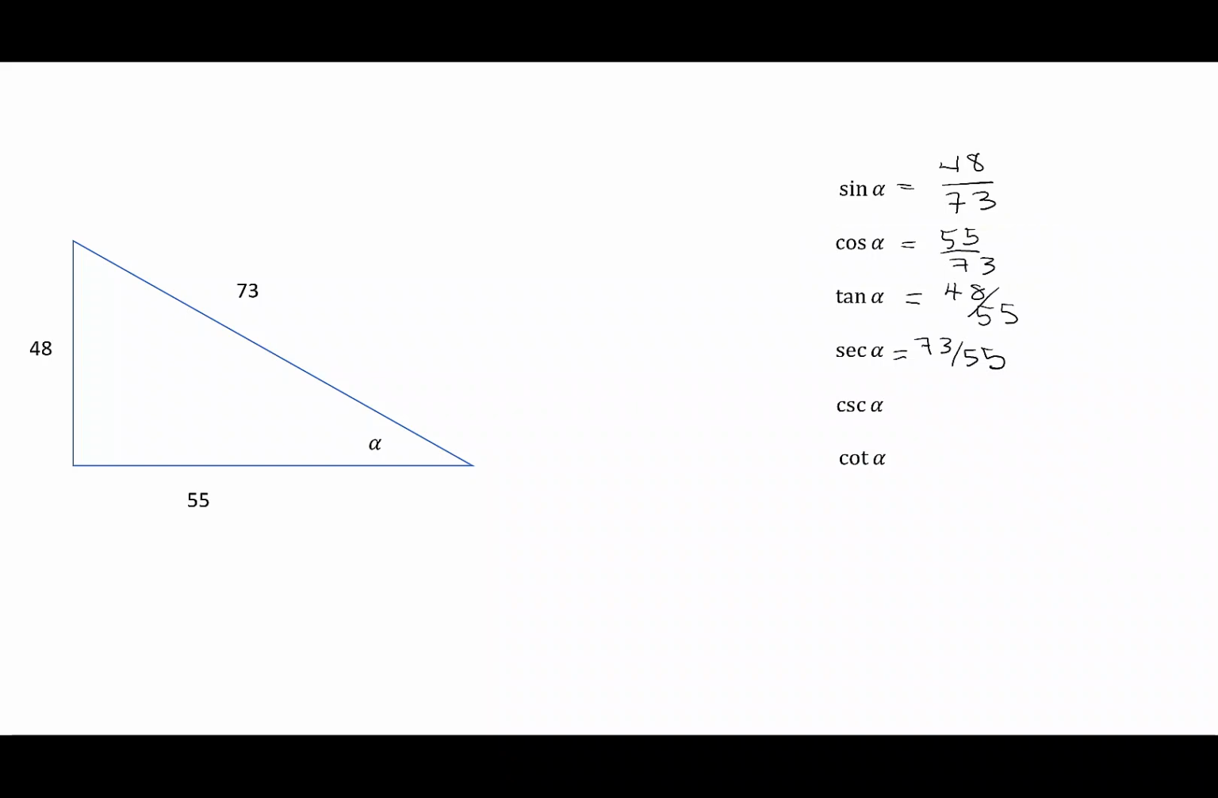Cosecant is the reciprocal of sine. Sine alpha was 48 over 73. That makes cosecant of alpha 73 over 48. Cotangent of alpha is the reciprocal of tangent. Tangent of alpha was 48 over 55. When I flip that over, I get 55 over 48.